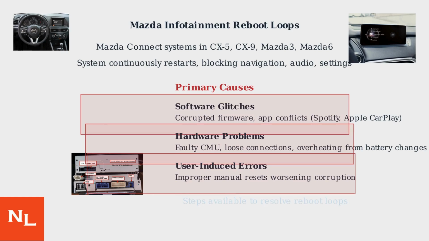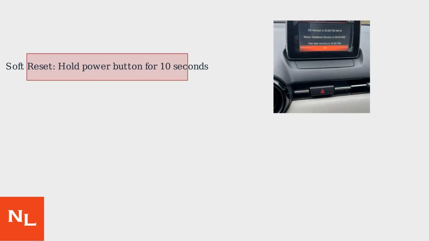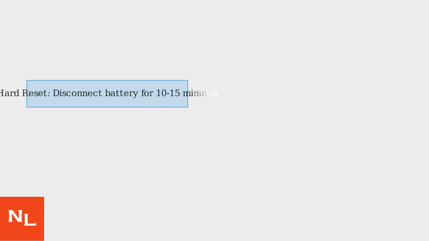If your Mazda infotainment system is stuck in a reboot loop, there are several steps you can take to address and resolve the issue. First, try a soft reset by holding the power button for 10 seconds to clear temporary cache. If that doesn't work, perform a hard reset by disconnecting the battery for 10 to 15 minutes to fully reset the CMU.